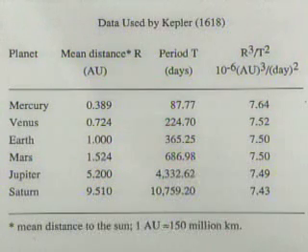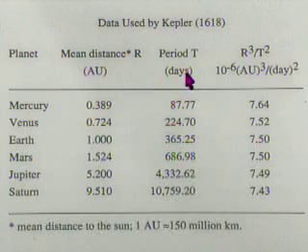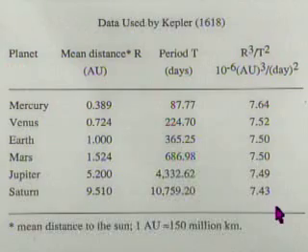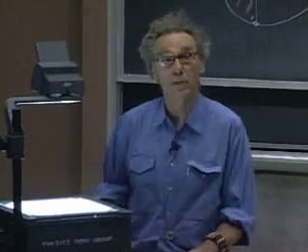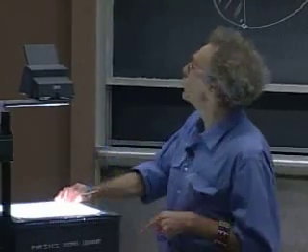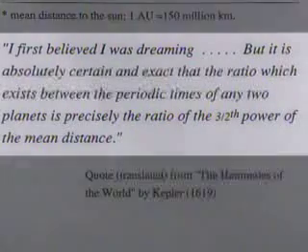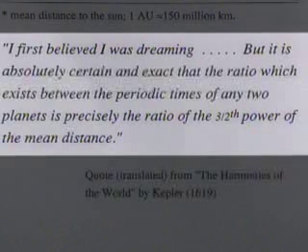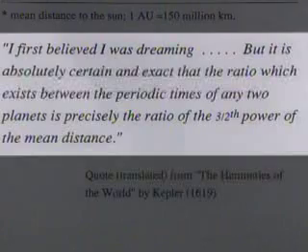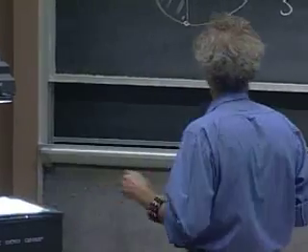And then when he takes this number to the power 3 and this number squared, and he divides the two, then he gets numbers which are amazingly constant. And that is his third law. His third law leads immediately to the inverse square dependence of gravity, which he was not aware of, but Newton later put that all together. But he very jubilantly writes, "I first believed I was dreaming, but it is absolutely certain and exact that the ratio which exists between the periodic times of any 2 planets is precisely the ratio of the 3/2 power of the mean distance." And he wrote that in 1619.